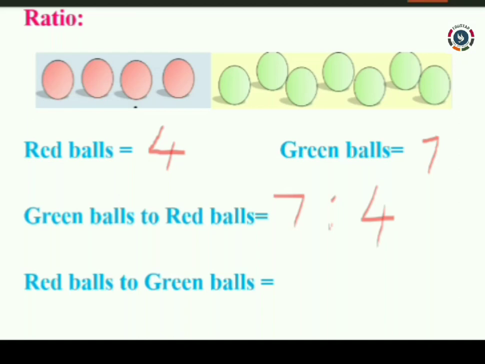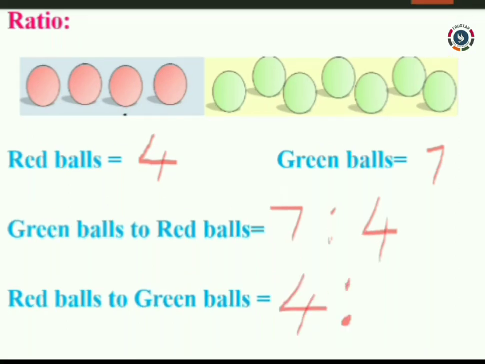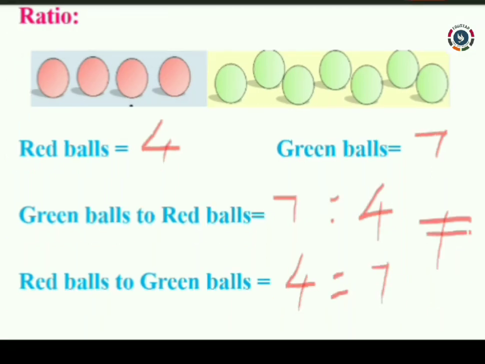Next you are going to find the ratio for red balls to green balls. How many red balls are you having? 4. Colon represents ratio. Then how many green balls are you having? 7. Now look at these two ratios, 7:4 and 4:7. Are both equal? No, both are not equal. While writing ratio, the order of the numbers is very important.